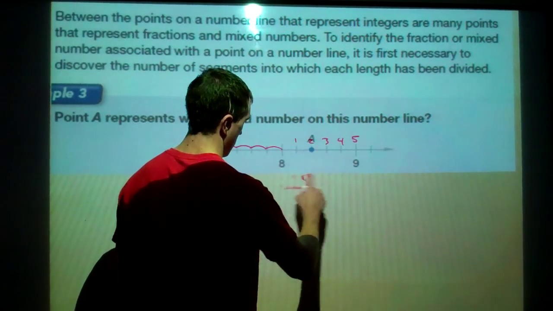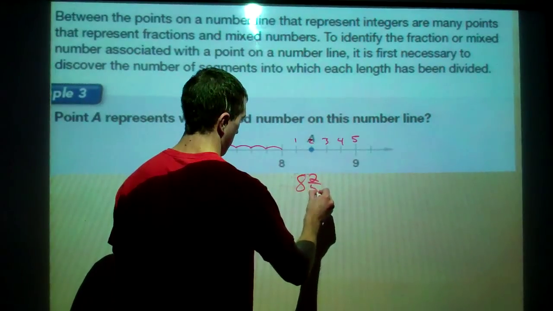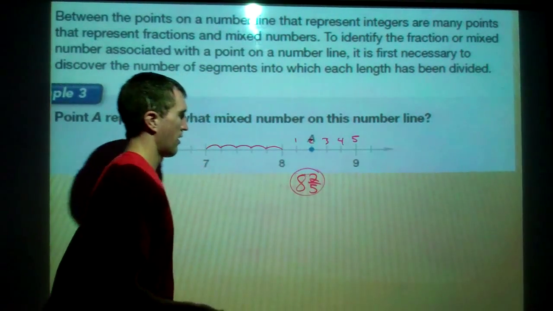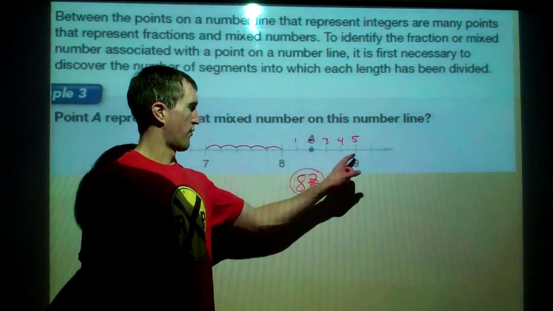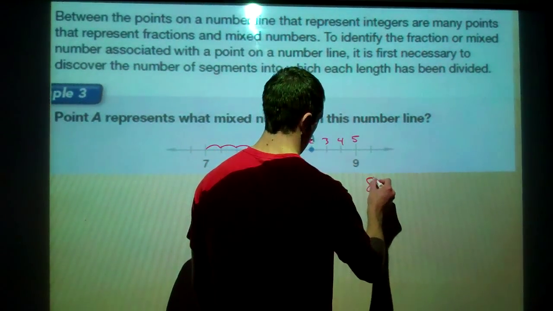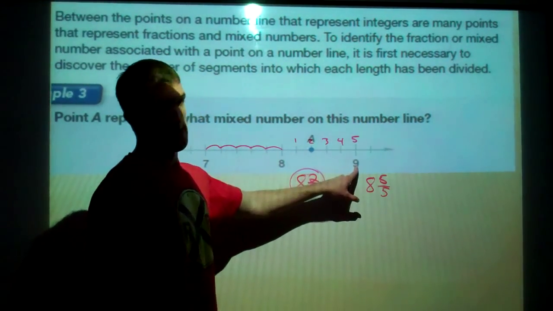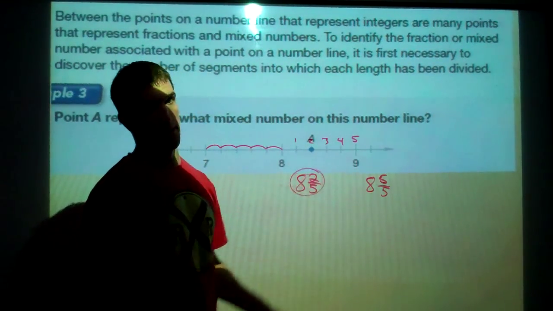Oops. Erase that there. 8 and 2 fifths. Okay? Now obviously if our dot was here, we could say 8 and 5 over 5, but that's the same thing as 9 anyways, so we would just write 9.